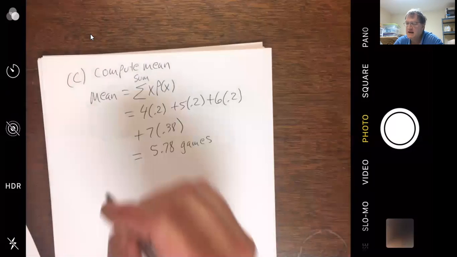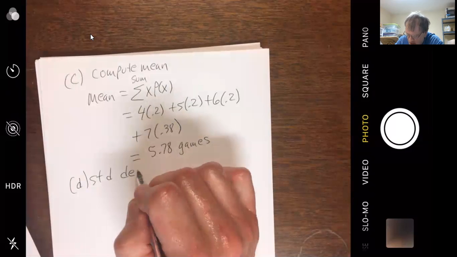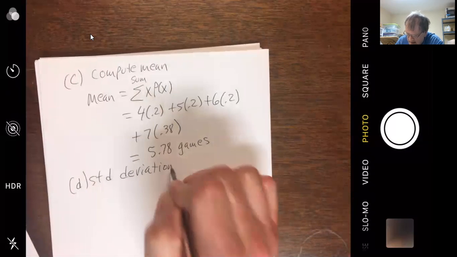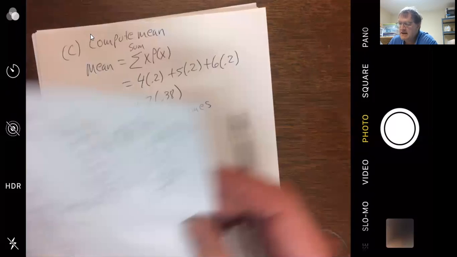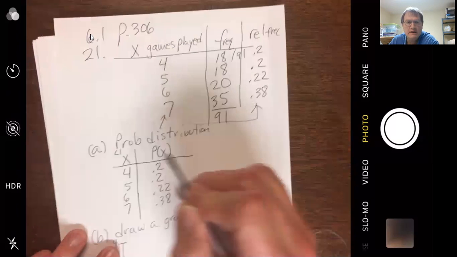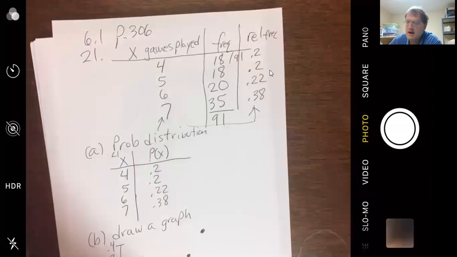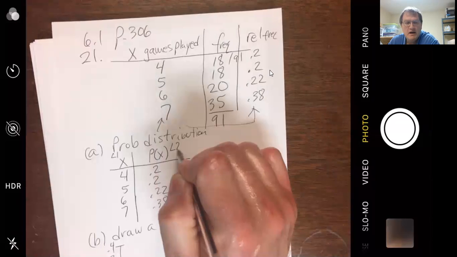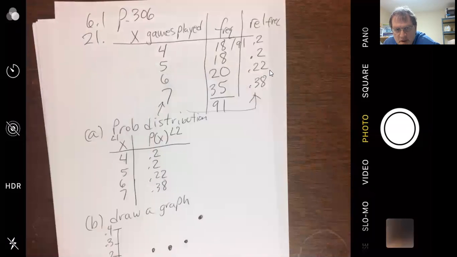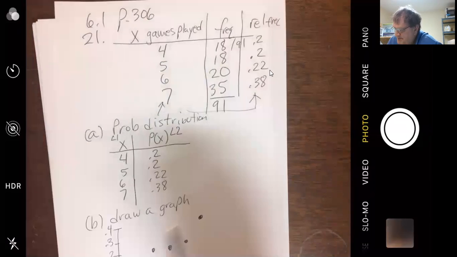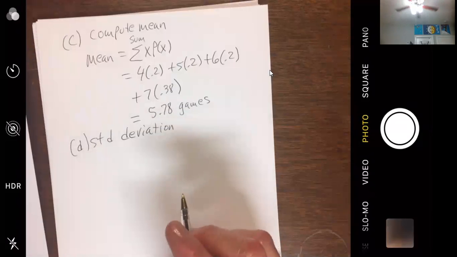And D is the standard deviation. I did one by hand, I believe, on Monday's video. I'm not sure if y'all have the stomach for it. If you remember, I showed everybody how to enter the X in L1, and the P of X in L2, and how to get the standard deviation off the calculator. Do y'all want to do it that way, or do you want to see it painfully done by hand? I like the calculator, but others may want it done by hand.